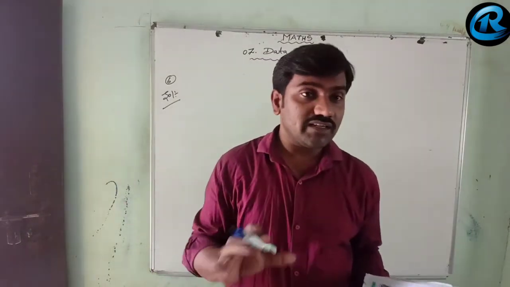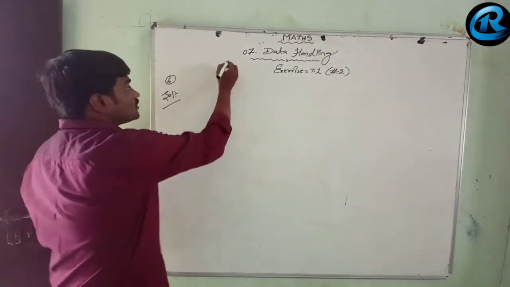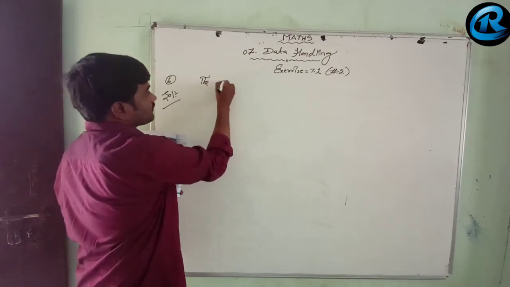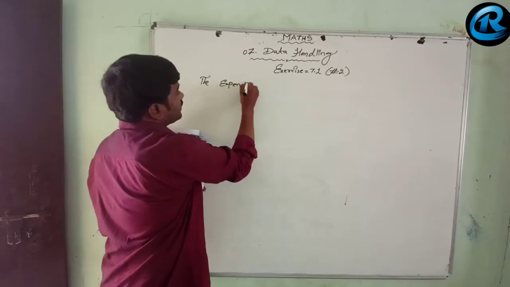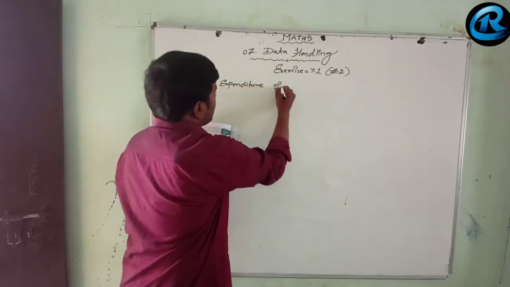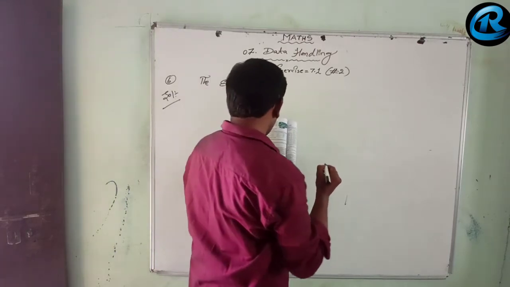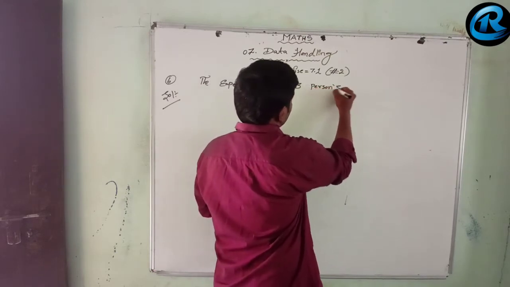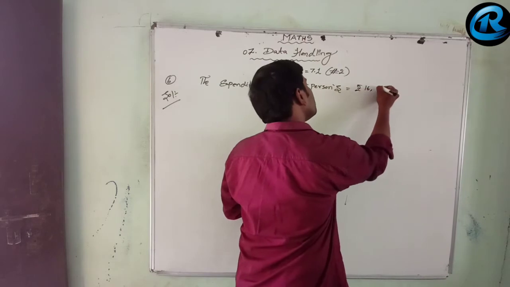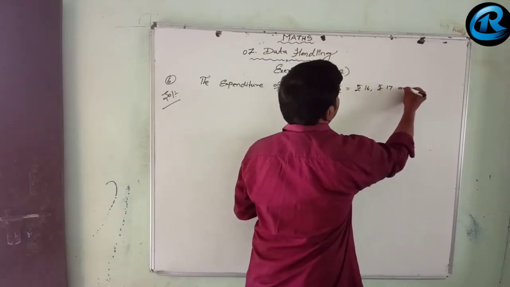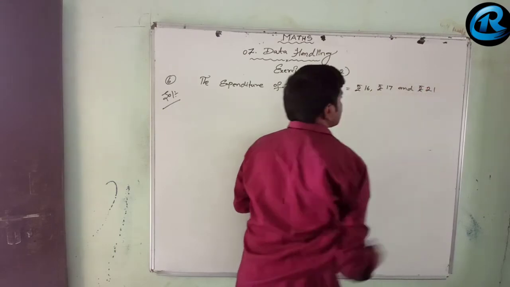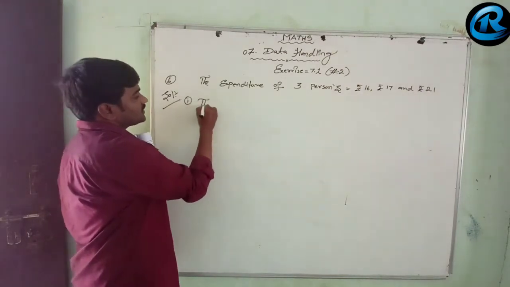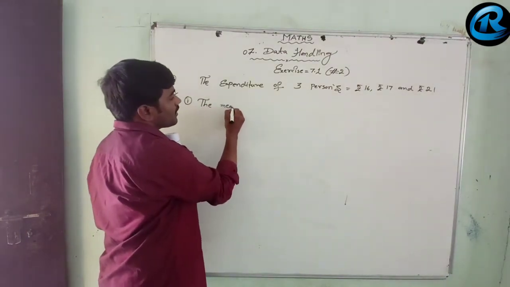Find the mean expenditure first. We have to find out the mean expenditure in this, so let us go for that first. What is the expenditure of three persons? The expenditure of three persons is rupees 16, rupees 17 and rupees 21. What is the mean expenditure? The first question is the mean expenditure.